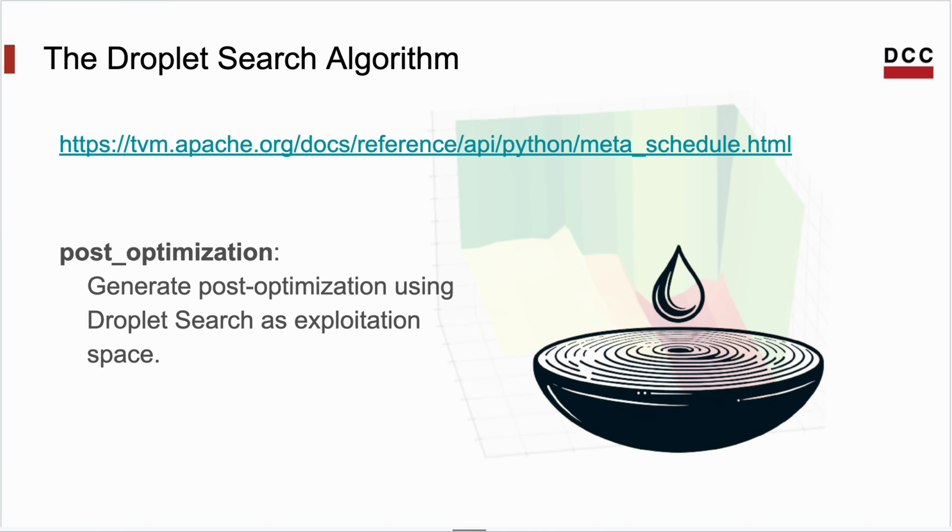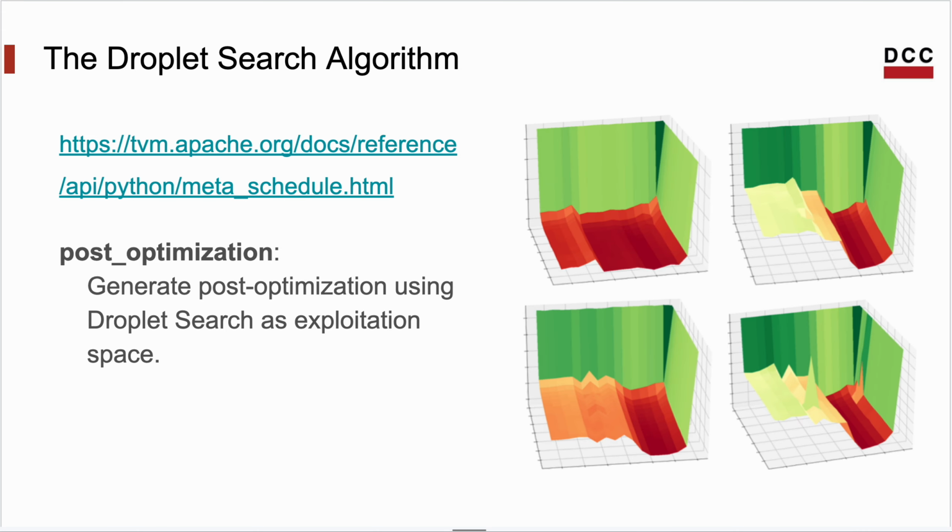In this sense, we can think about Droplet Search as a post-optimization phase. First, we find a search space, that is, a configuration that gives us a kernel. Then we use Droplet Search to adjust the parameters of that configuration. Nowadays, Droplet Search is part of the meta-schedule infrastructure, which is part of Apache TVM.